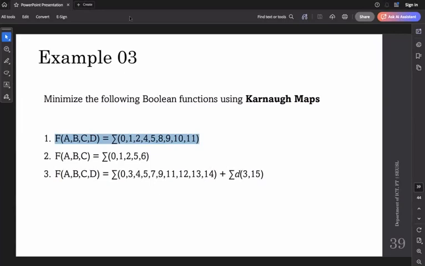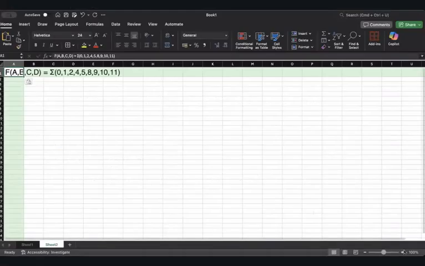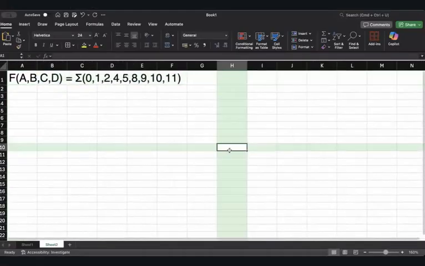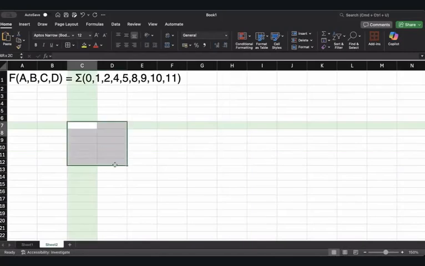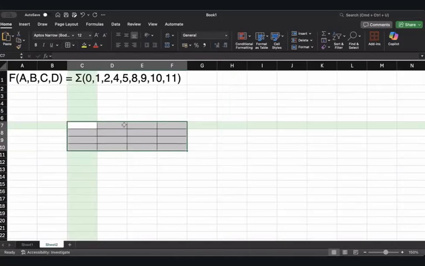So let me open up the Excel sheet. So you can see this is the equation we have, right? The equation here is f of a, b, c, d, which is sigma of 0, 1, 2, 4, 5, 8, 11. So this is going to be a group of 16. So this is my K-map, all right?